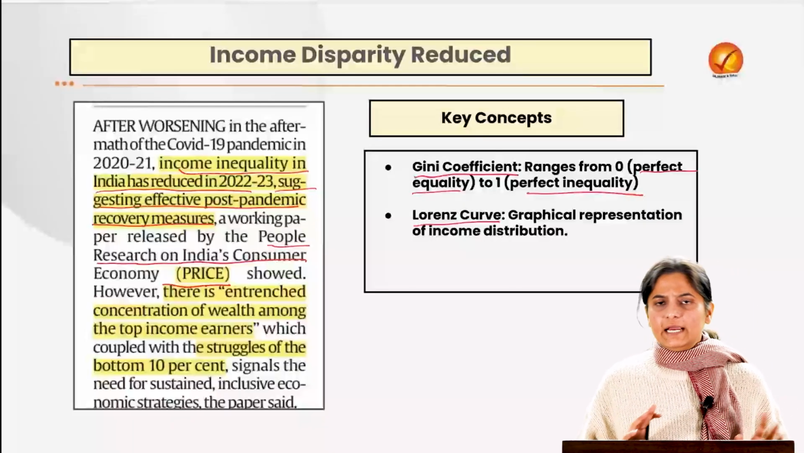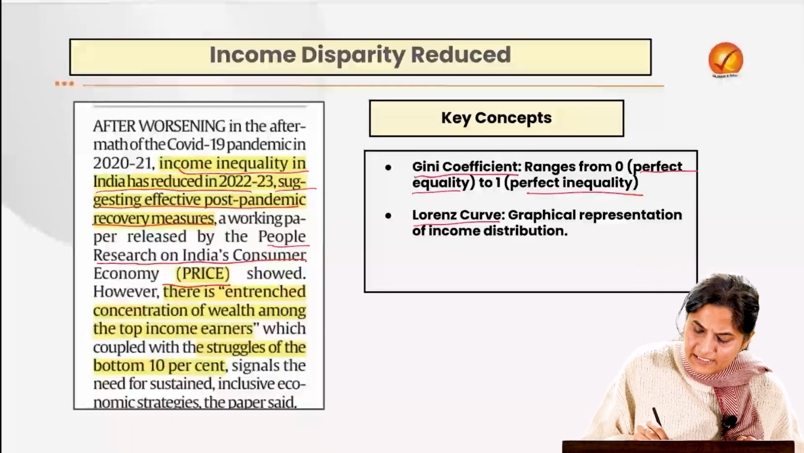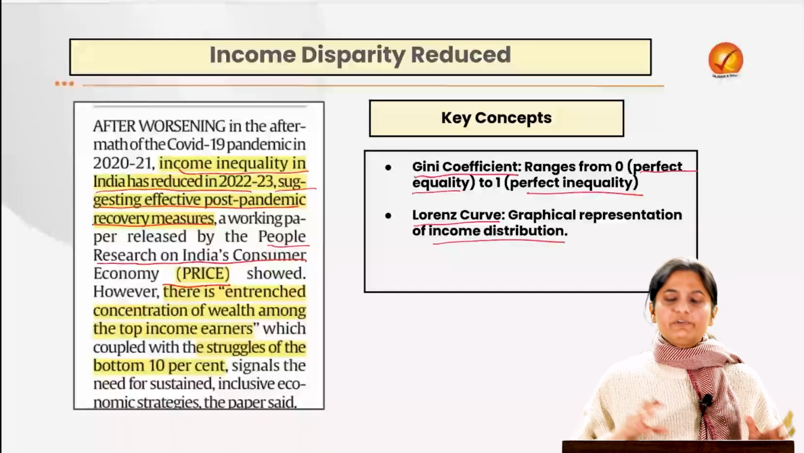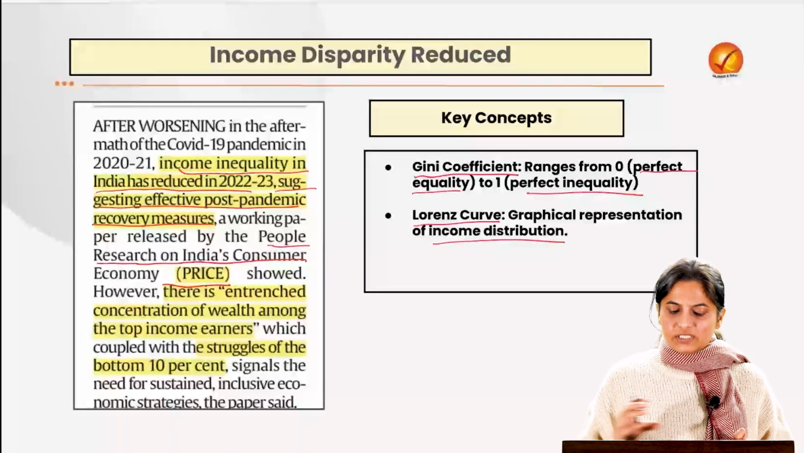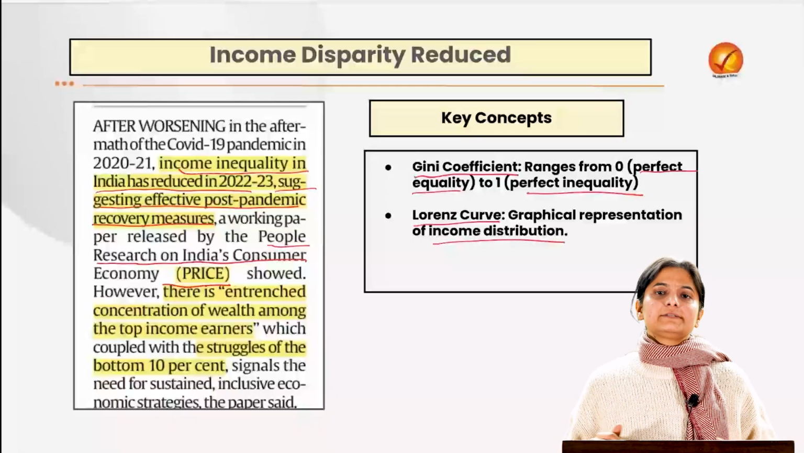Now, the Lorenz curve. It is a graphical representation. It also represents income and wealth distribution among various sections of the population. So this is just to give you the context of this article.